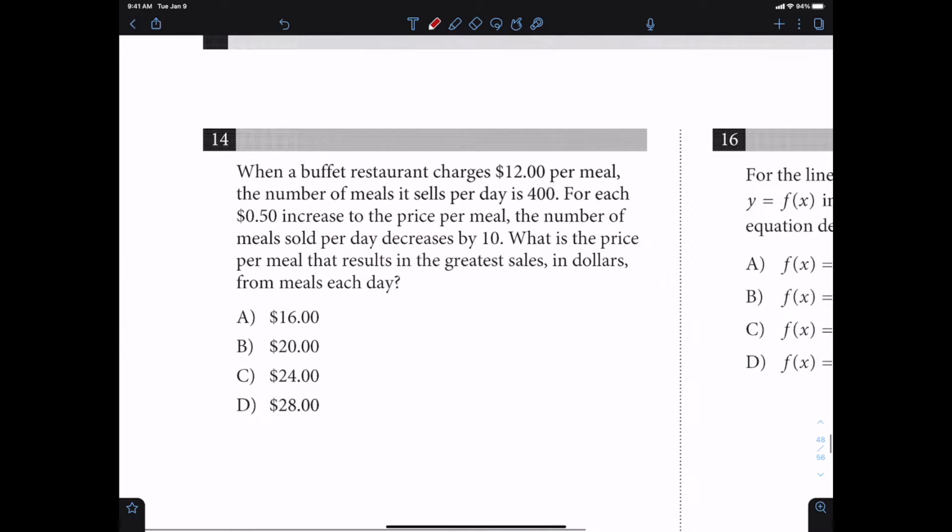Awesome. Number 14. When a buffet restaurant charges $12 per meal, the number of meals it sells per day is 400. For each 50-cent increase to the price per meal, the number of meals sold per day decreases by 10. What is the price per meal that results in the greatest sales in dollars for meals each day?